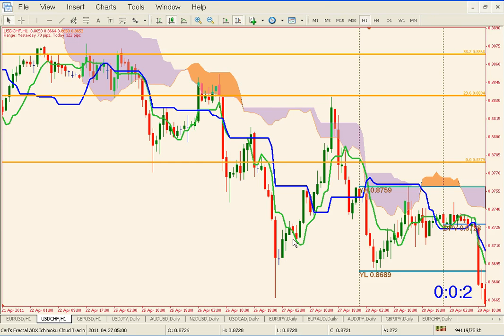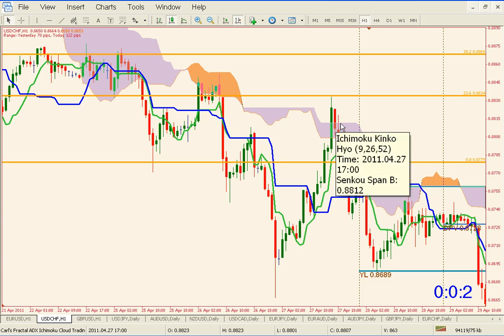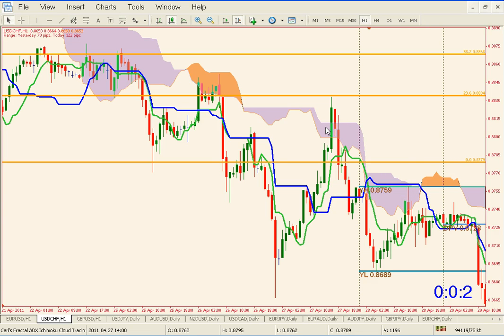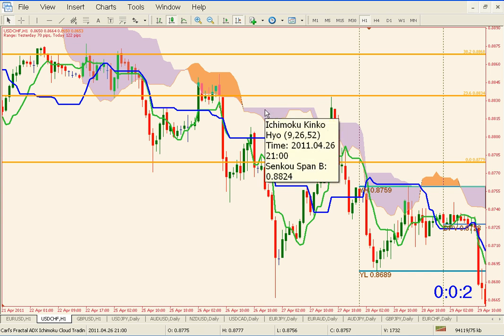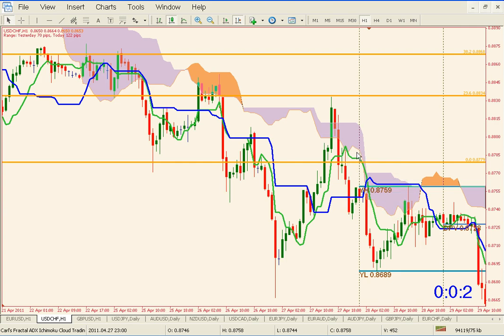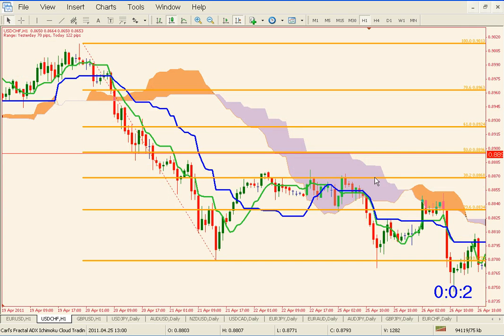What I could do, I'm waiting. It breaks this cloud here, this Kumo, and now we're saying, okay, maybe this thing is going to start to go back the other way. But no, got a little wick here. It came down, and then it came down again and broke the cloud, and the cloud stayed our purple color, which is showing us the downtrend.